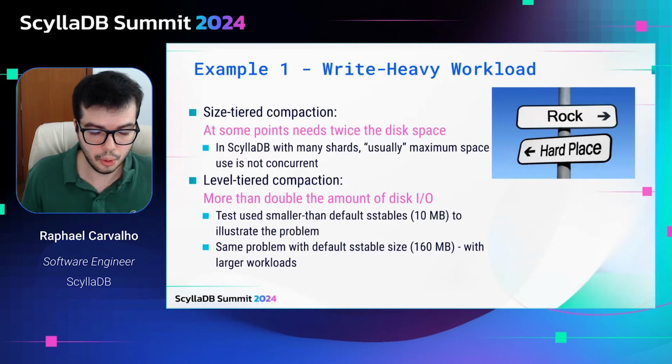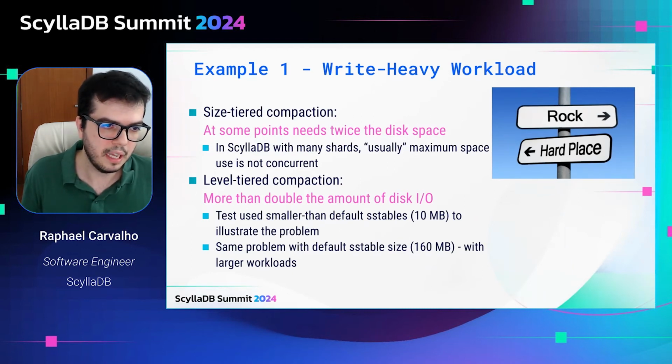So here I'm going to show some examples, some comparisons between them. And in ScyllaDB, at some point you need twice the disk space. That's why there was a very old recommendation of leaving half of your disk space available for compaction, because it could take half of the disk space. And if you don't do that, it could happen that the node runs out of space.